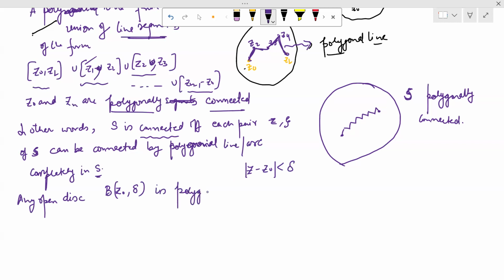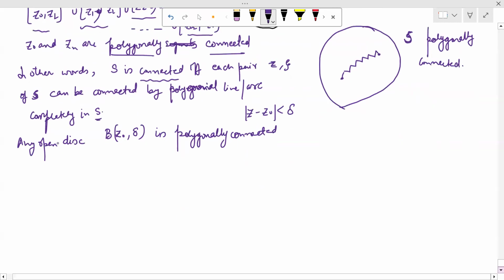Why? What do we have to see? We have to choose any two points in this disk, and if we can join any two points in this disk through a polygonal line, then this entire polygonal line should be contained in this disk itself. Only then we'll say that this is polygonally connected or simply connected for that matter. Is that clear or not clear? How would you say that?